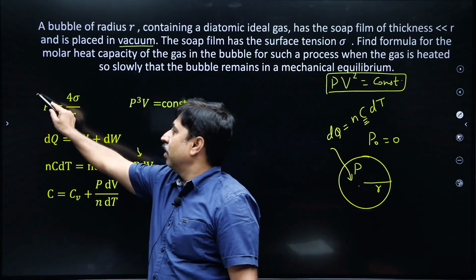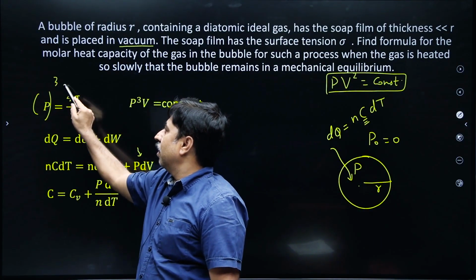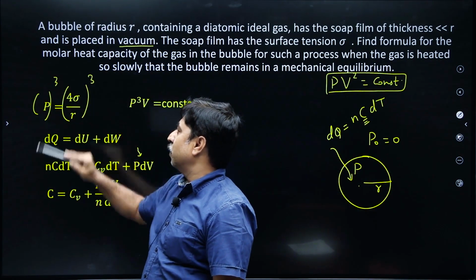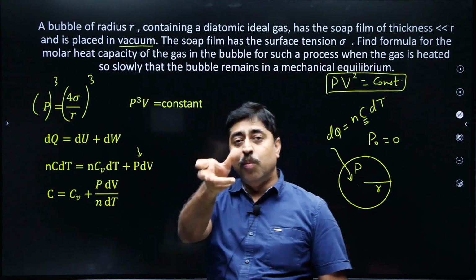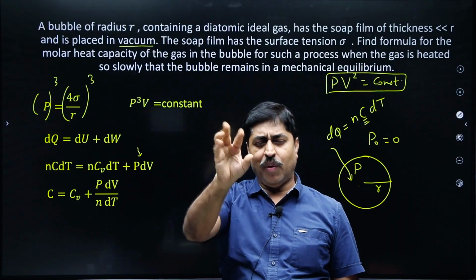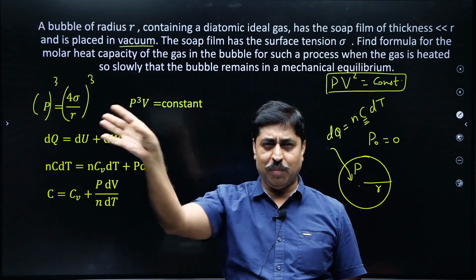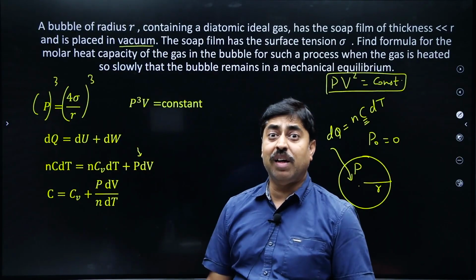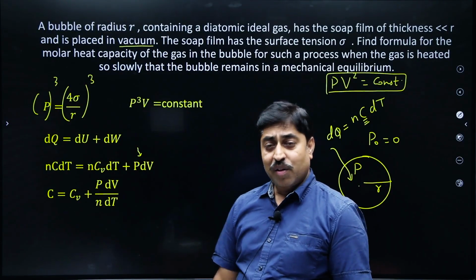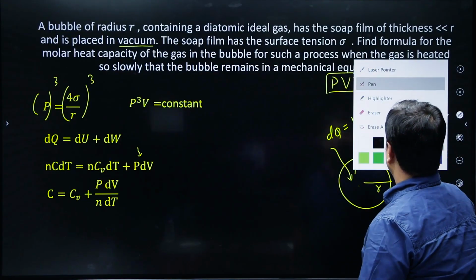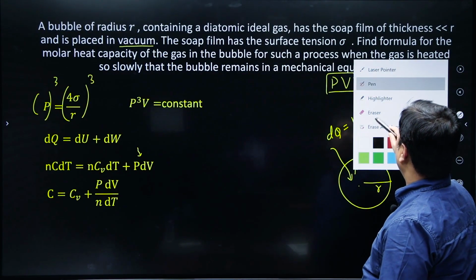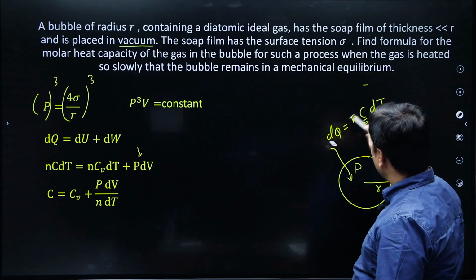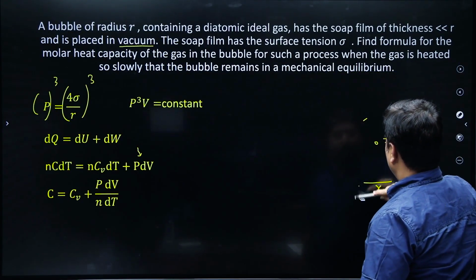If you just take the cube of this expression, then R cube is some constant into volume, or volume by some constant. So P cubed into V is a constant. That is the relationship that is given here. So now the question becomes extremely easy. I guess many of you will now be able to solve this question very easily.